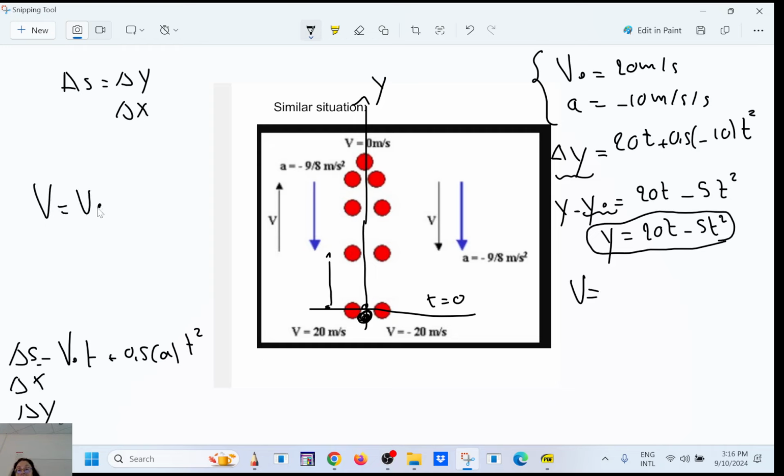So V equals V0 plus at. So initial velocity is 20. Acceleration is negative 9.8 or negative 10. Conclusion, if you throw something in the air, you can predict the position after a given time. You can predict the speed after a given time. Okay?